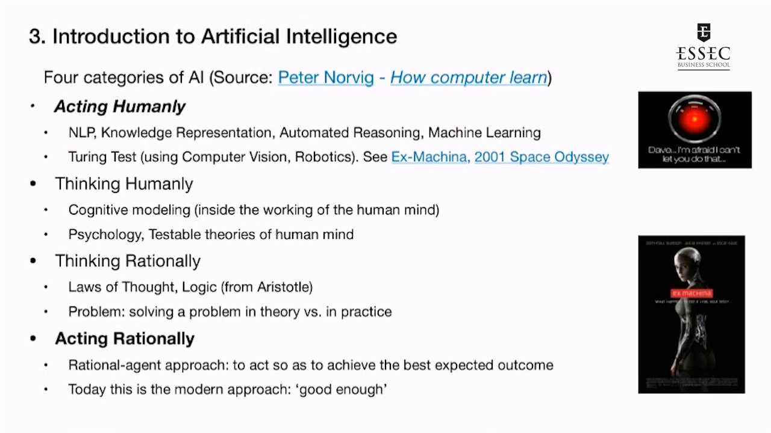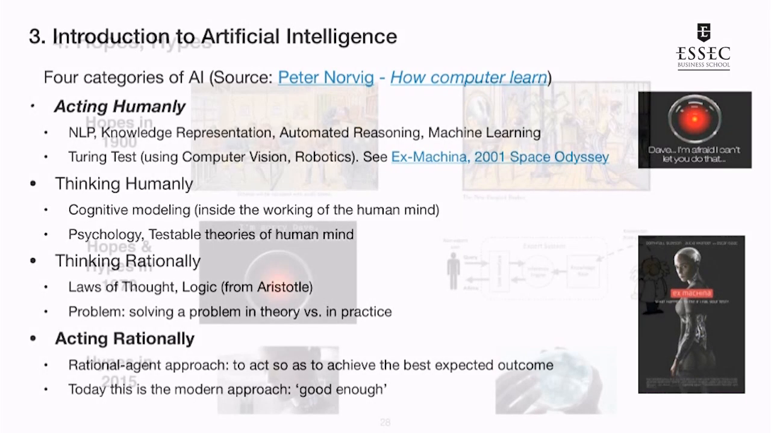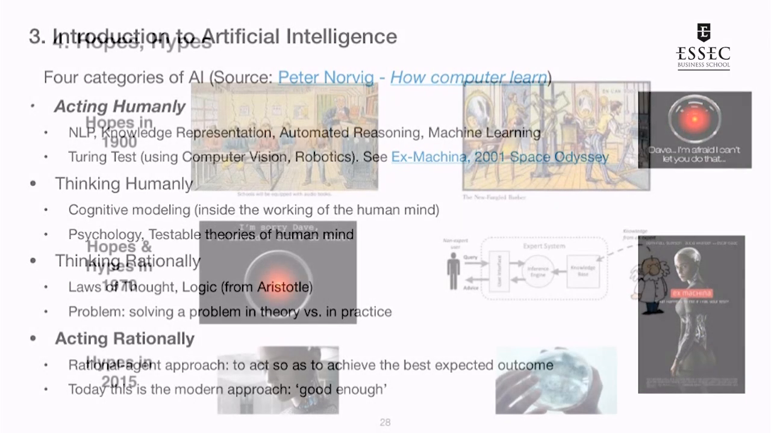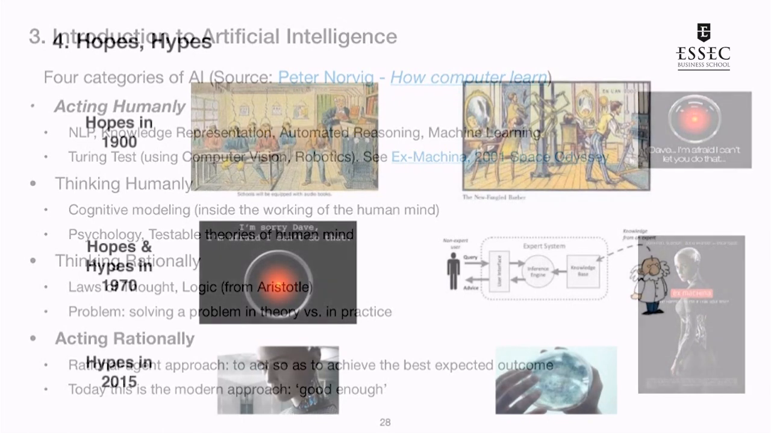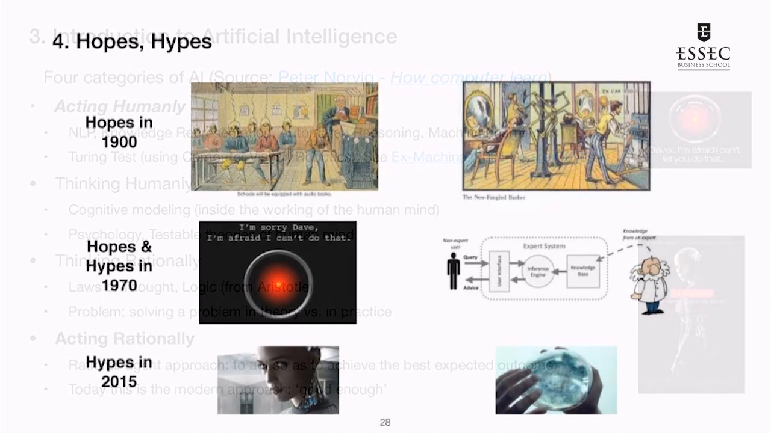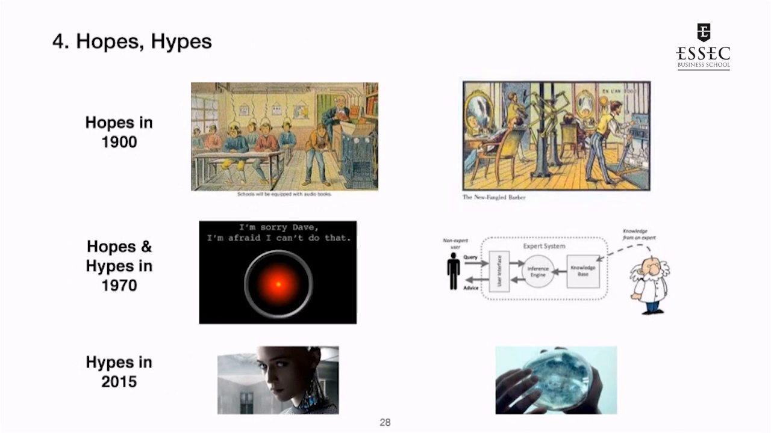Now, hopes and hypes. I've taken two images on top from 1900, and these two images are about the world in year 2000, so it's already overdue. And what you see here is a teaching machine, which is interesting because you have the teacher putting books in this machine, and students have a headset and they're listening. We have achieved this to some extent.